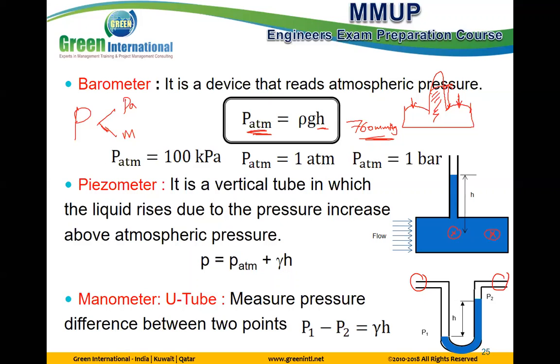It means P1 minus P2 is equal to gamma H. What is gamma H? It's the same first equation, rho g h. Rho g is gamma. I can write it gamma H or rho g h, but the default used in the equations is gamma H.